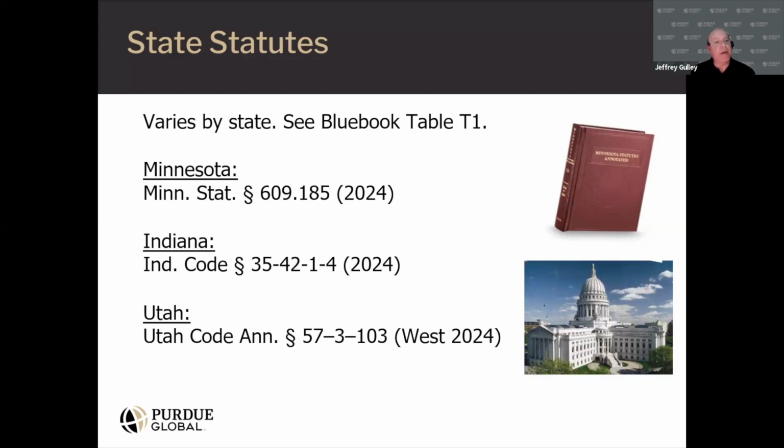You find the state. So we would go to Minnesota in Table T1 of the Bluebook, and we would then look under that for statutory compilations. It would tell us that's how you cite to a Minnesota statute in that particular format. The same thing for Indiana. We would go to Table T1, go to Indiana, scroll down on that page to statutory compilations, and it would tell us that format. Same approach for Utah.